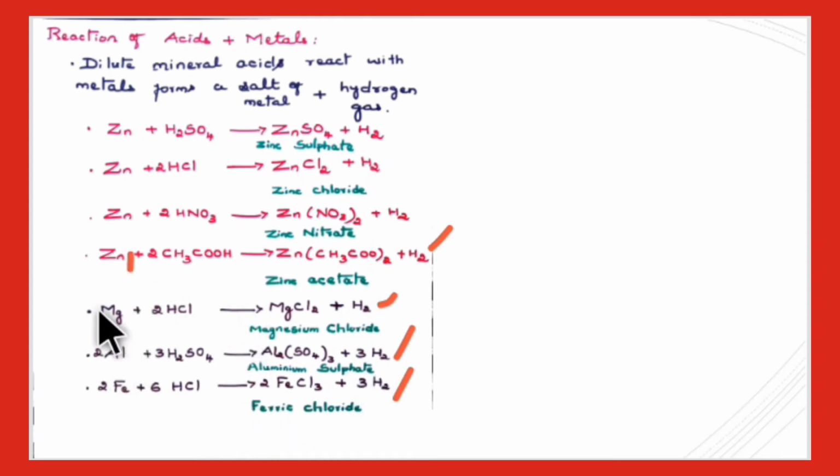Okay, here magnesium is taken in this example. Later you can just work out and see. And here aluminum is taken, here iron is taken. So in all these cases, in TET they may ask: name the gas which is released when dilute mineral acids react with metals. They form salt and hydrogen gas. That is the correct answer. And sometimes they may give this equation and ask you to balance it also, in case of descriptive type exams.